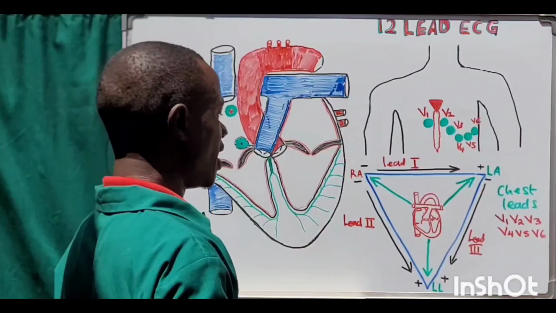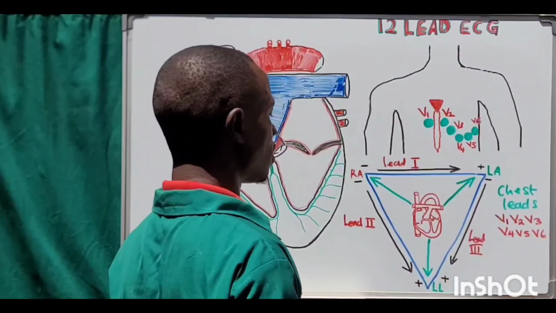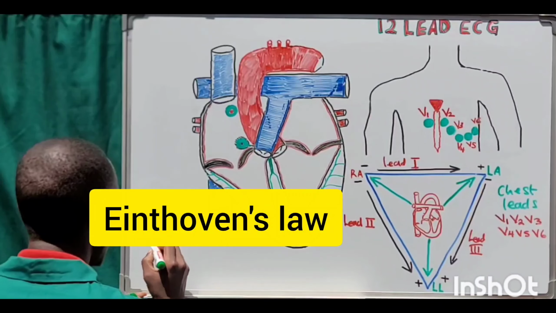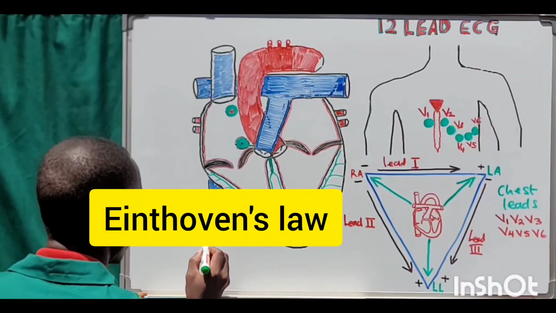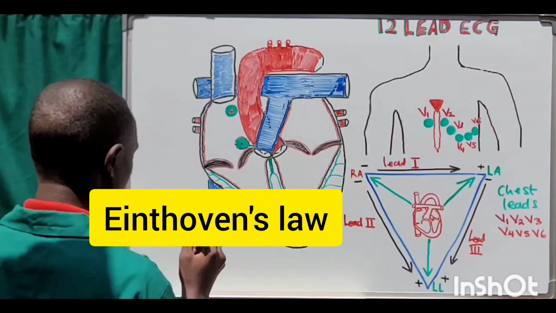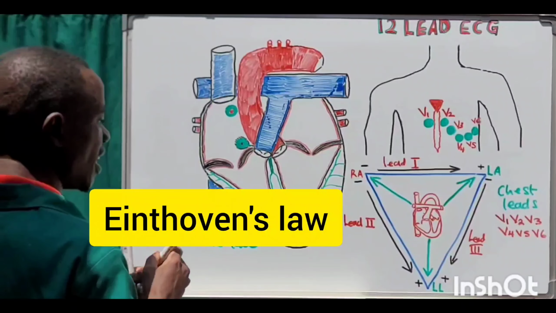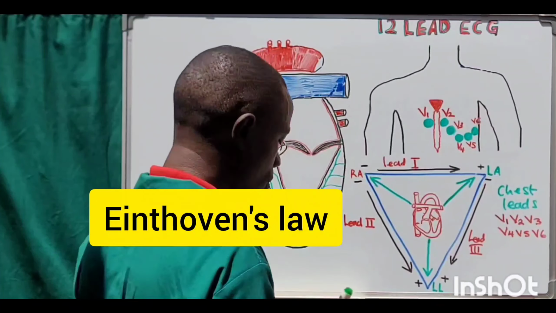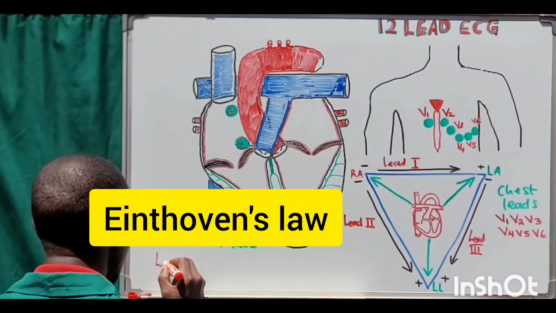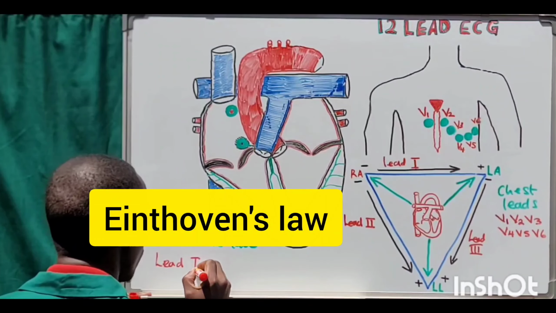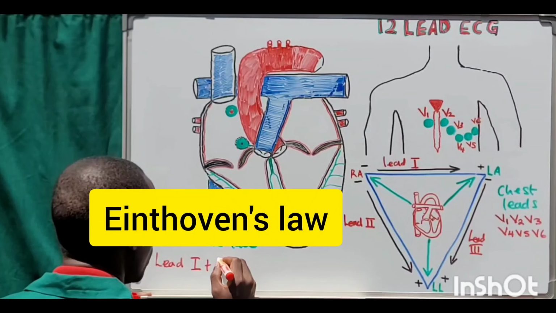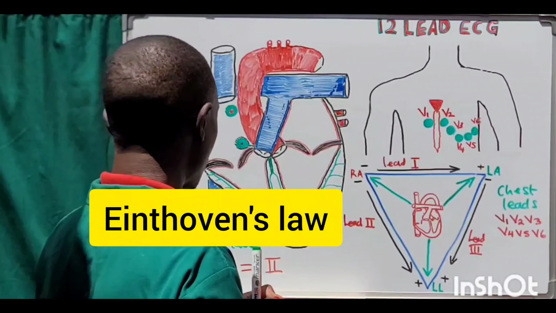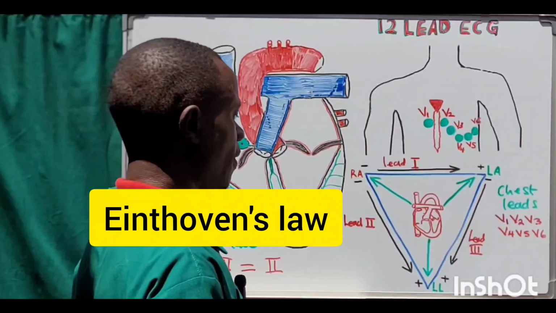Now, all of a sudden, he came up with what we call Einthoven's law. And what does Einthoven's law say? He said that when you add up lead 1 and lead 3, you will come up with lead 2. Meaning that if you add lead 1 plus lead 3, you're going to get lead 2. That's what we call Einthoven's law.